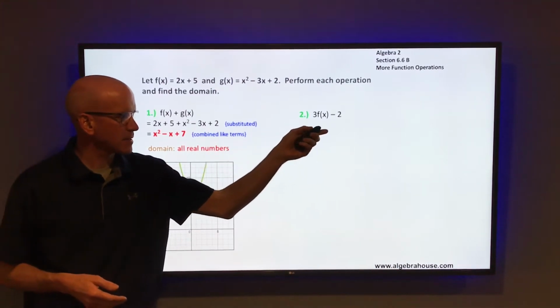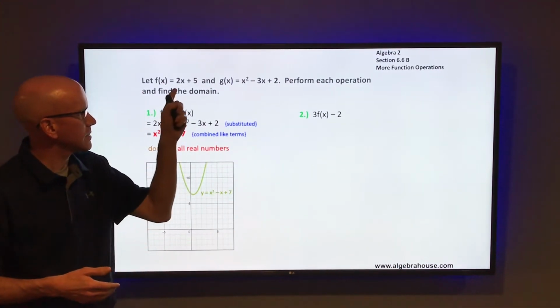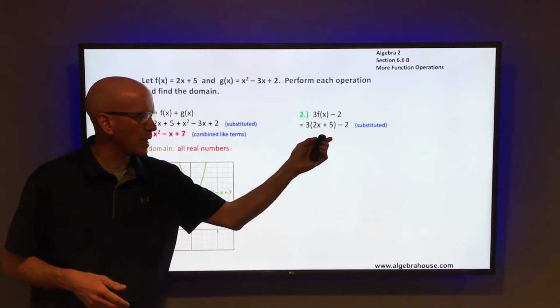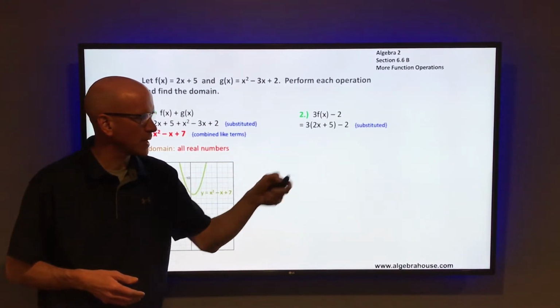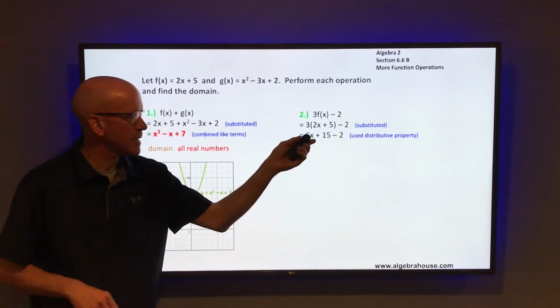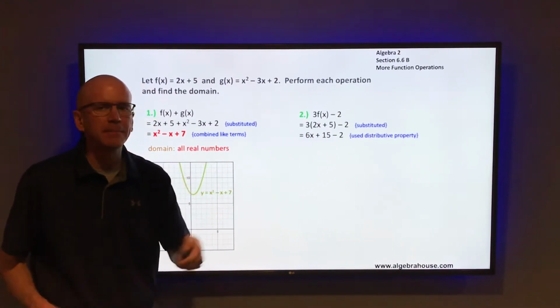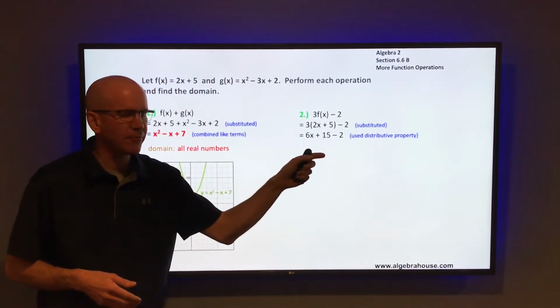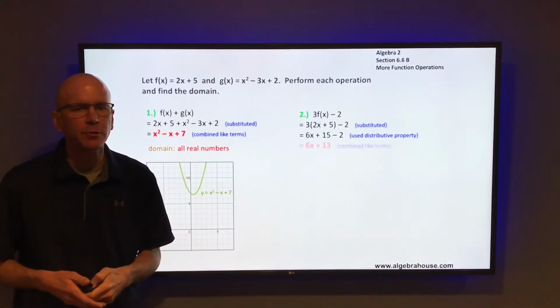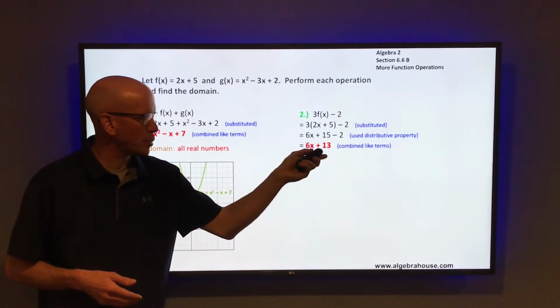3 times f of x minus 2. So take what f of x is, 2x plus 5, multiply it by 3, and subtract 2. Use a distributive property with that 3. Take 3 times 2x, that is 6x, and 3 times 5 would be 15. Don't forget you got a minus 2 on the end. Go back through and combine the like terms. 15 and negative 2, if you combine those, it would be 13. So that is 6x plus 13.